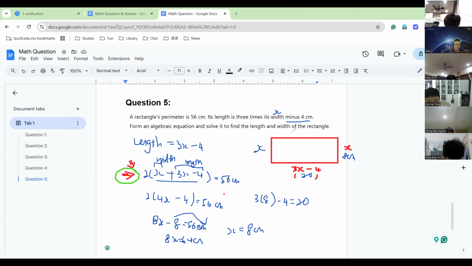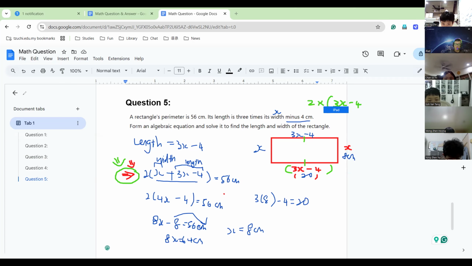X plus 3x is one of the sides. So if you want to add all of the sides, you must times two. Yes, thank you. Okay, so thanks, Yishan. So actually, Tracy, this step is a shortcut, but no worry. So we have a 3x minus 4. This is one side, but as you can see, we have two sides, two lengths here. So that's why we need to times 2.